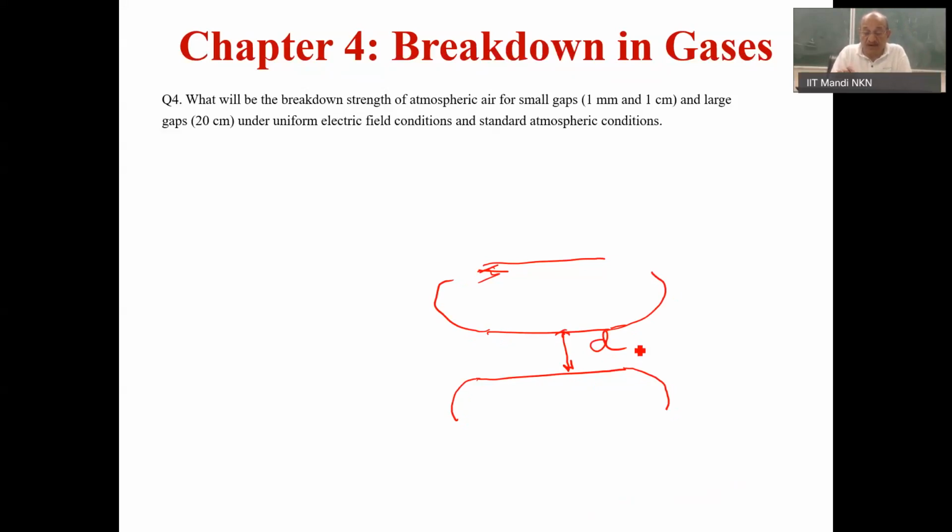So I'm asking you, up to 1 cm, when d is up to 1 centimeter, and when you increase the gap distance to 20 centimeter, under the same uniform field electrode you are considering in atmospheric air, what will be the breakdown strength? You have to learn and give a reply. So this is the fourth question, whose solution we will be discussing in the next lecture. Okay, thank you very much. We make a break.